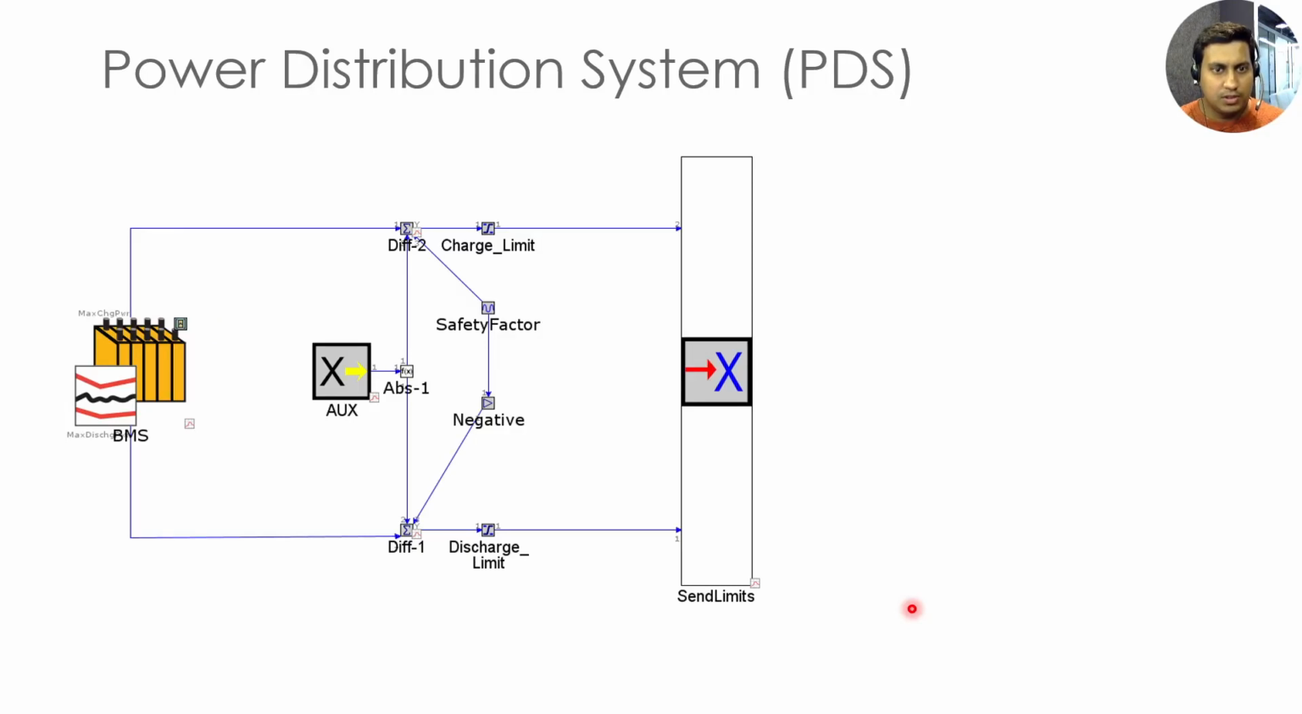Power distribution system, also known as PDS, is responsible for distributing power among various subsystems, making sure that the net sum of the power being delivered to all the systems is within the bounds of the power limits for charge and discharge of the battery.